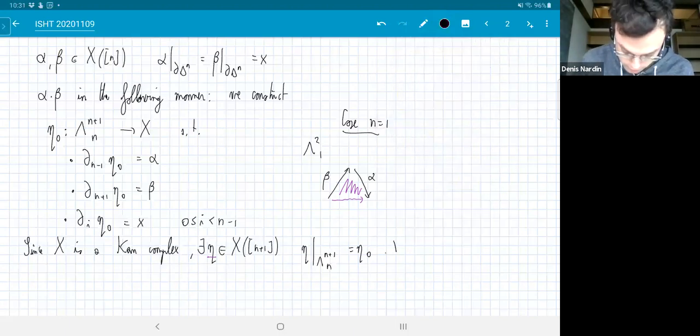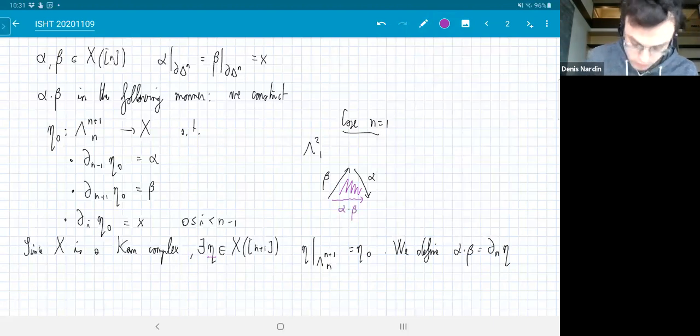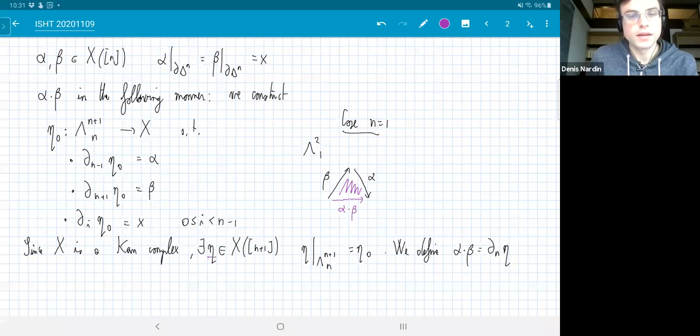And then we define α · β as the nth face of η. α composed with β. And okay, these of course a priori depend on the choice of the (n+1)-simplex η.